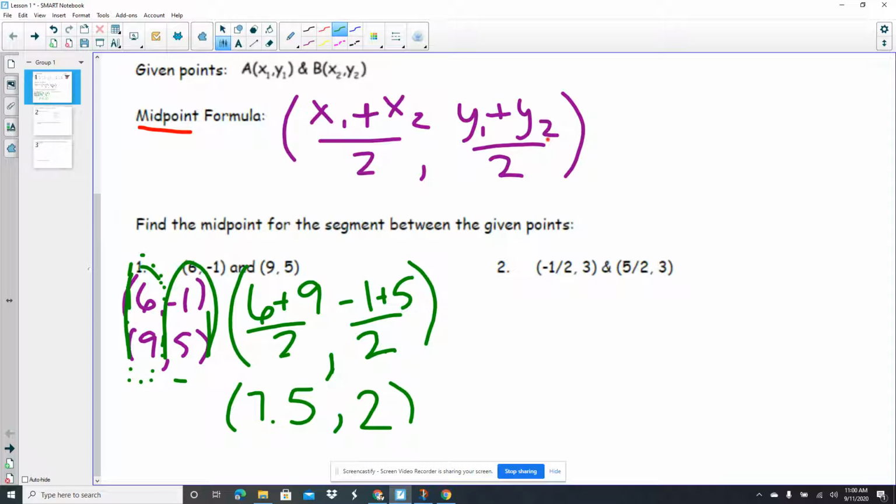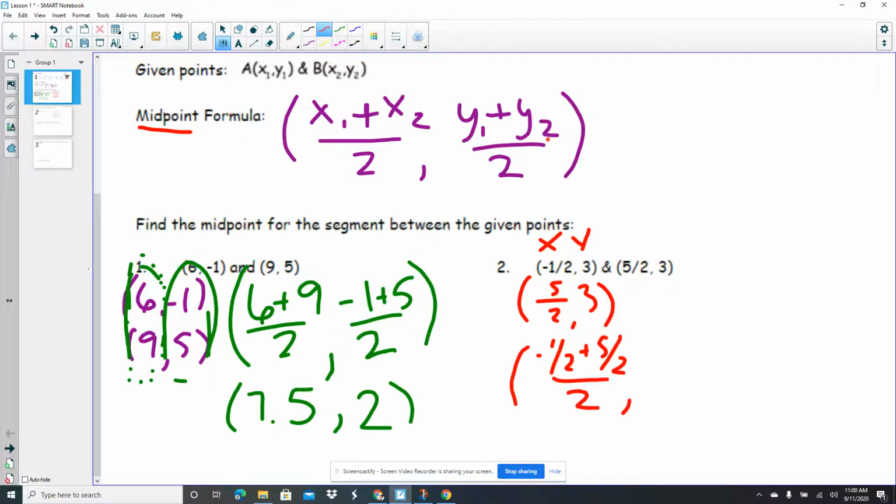Next up, working with fractions, don't be scared. Okay, I'm going to put my other point right underneath here so I can see my x's and my y's lined up vertically. Okay, I'm going to add the negative 1/2 plus 5 halves divided by 2. And I'm going to add my 3 and my 3 and divide by 2. What's negative 1/2 plus 5 halves? Yeah, 4 halves, right? What's 4 halves? 2, yeah? 2 divided by 2, 1. 6 divided by 2, 3. All right, so there's a little review on midpoint.